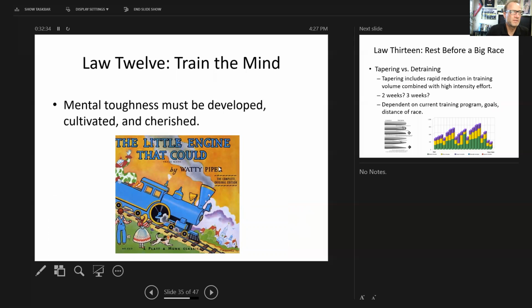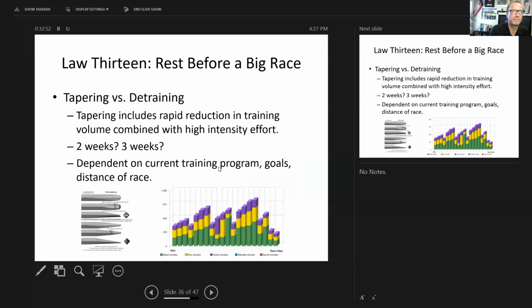Law 12, train the mind. Mental toughness must be developed, cultivated, and cherished. And yes, the little engine that could. You've got to have that belief that you are able to handle some tough situations during endurance events. And this is trained, and you do need to prepare yourself for it.